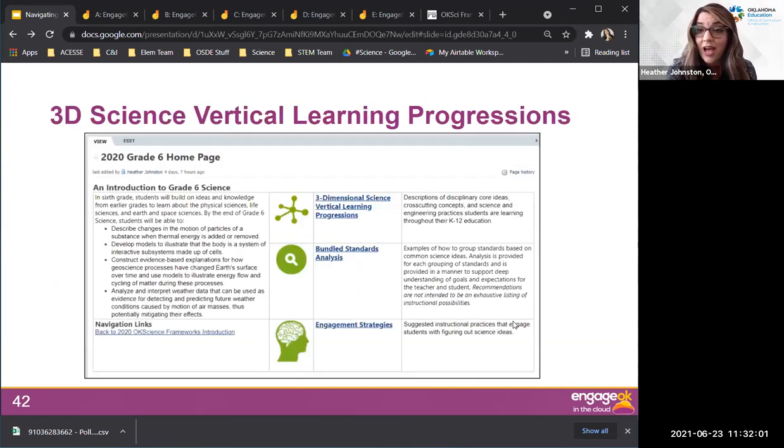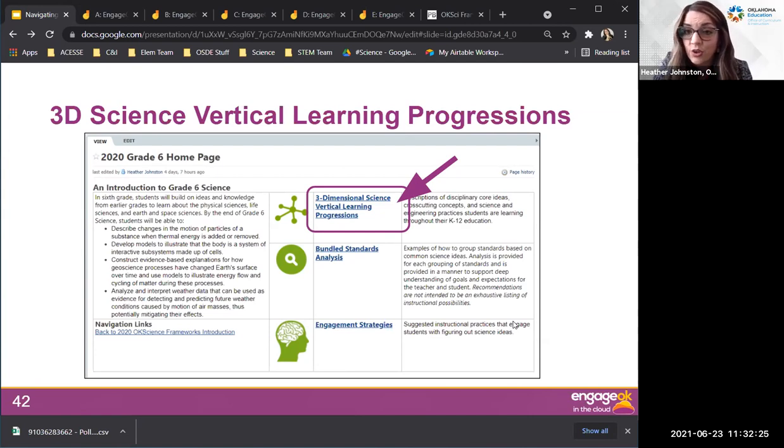One thing that we do have in the frameworks that we're going to be looking at next is this three-dimensional science vertical learning progressions document. I'm very excited about this section. We've had these documents before, but they were PDF format. They're now digital in here and a little bit easier to navigate. And we're going to take a look at how these vertical learning progression documents can really help support unfinished learning that may have happened due to the last year and a half in teaching.